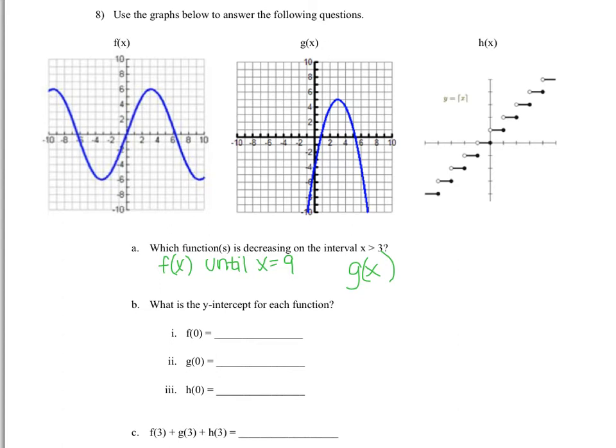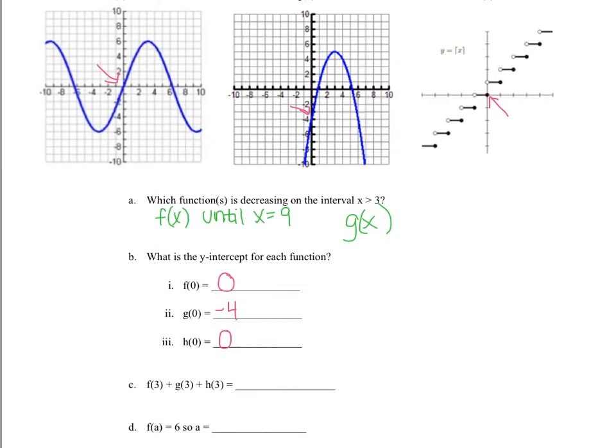Next question, what is the y-intercept for each function? Remember that the y-intercept is where it crosses the y-axis. So everywhere I see the graph crossing the y-axis is where the y-intercept is. Notice with this question we have two parts crossing the y-axis, but one is a closed circle and one is an open circle. The closed circle means it is a point at x equals 0, so that's the one we want. So for f of 0, the y-intercept is 0. G of 0, the y-intercept is -4. And then h of 0, the y-intercept is 0.